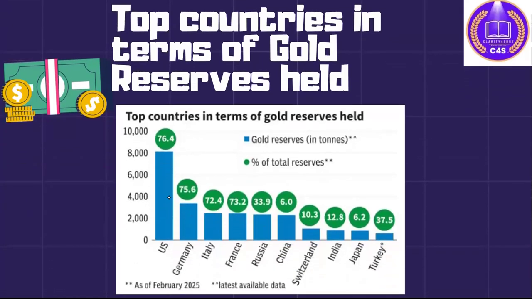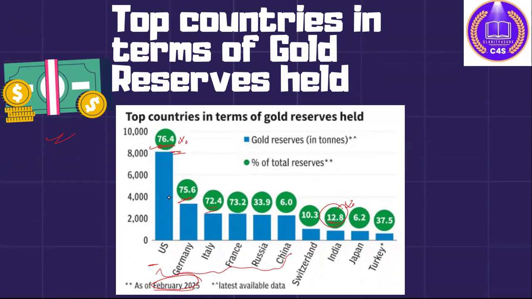See your top countries in terms of gold reserve. You can understand through this diagram as well. As of Feb 25, the US has 76.4%, Germany 75.6%, Italy 72.4%, India 12.8%. So you can also put the comparison of how various developed countries are increasing the gold share of their total reserves, right?